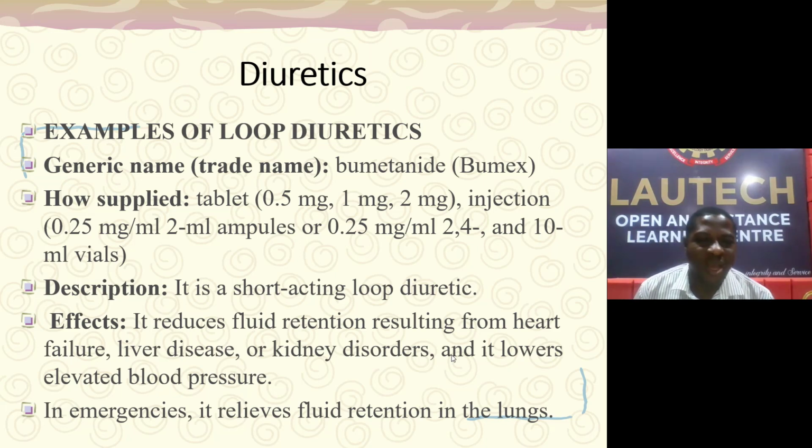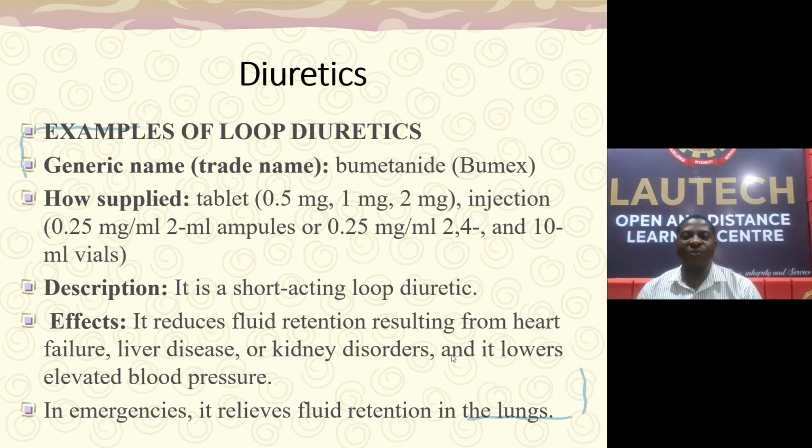bumetanide, that is Bumex. And this is supplied in tablet form of 0.5 milligram, 1 milligram, 2 milligram, and also in injectable form of 0.25 milligram per mil, in 2 mil ampoule, or 0.25 milligram per mil in 4 and 10 mil vials. So description, it is a short acting loop diuretic.